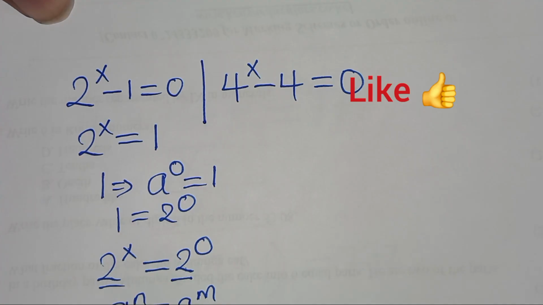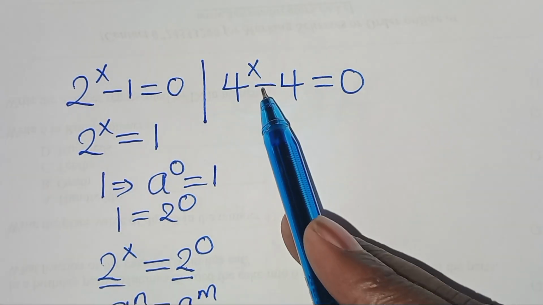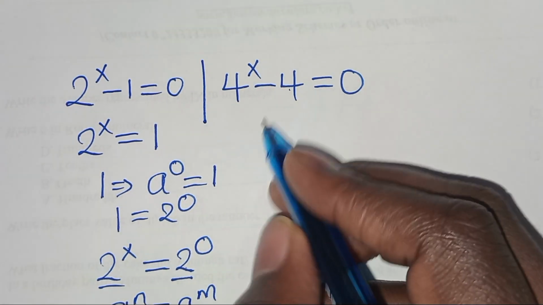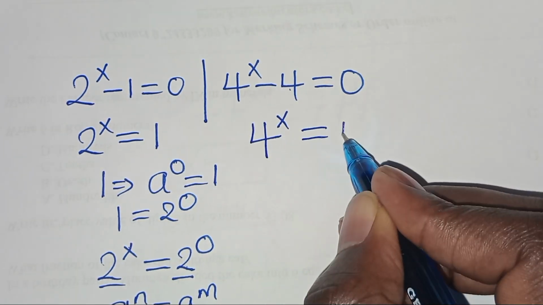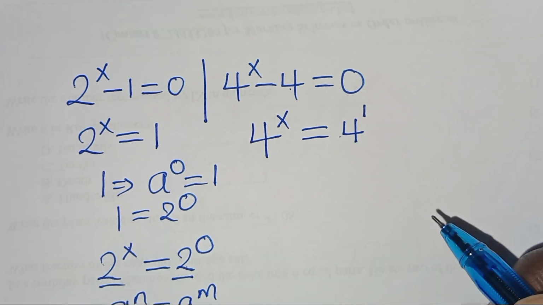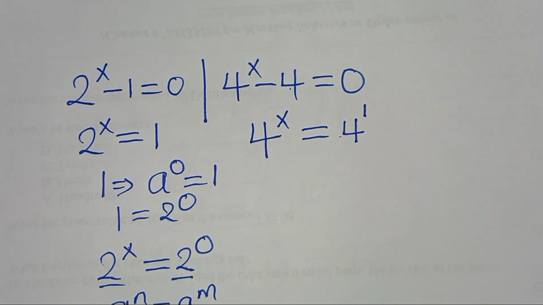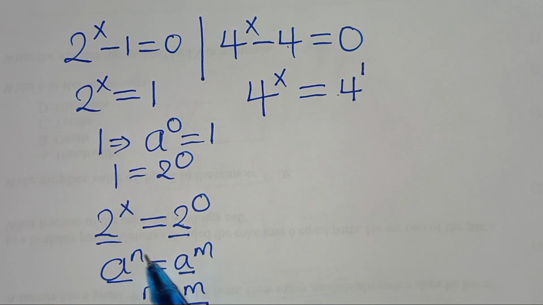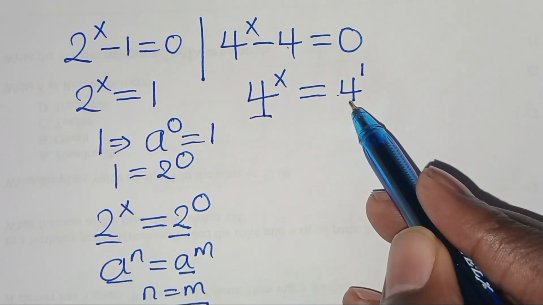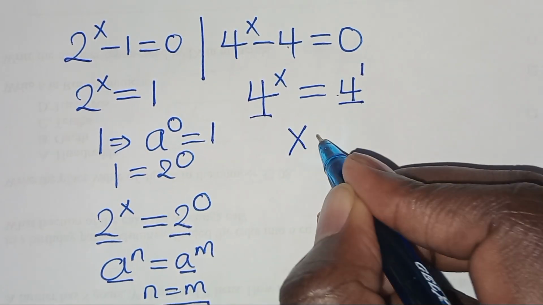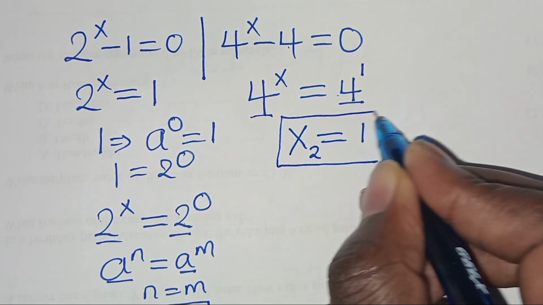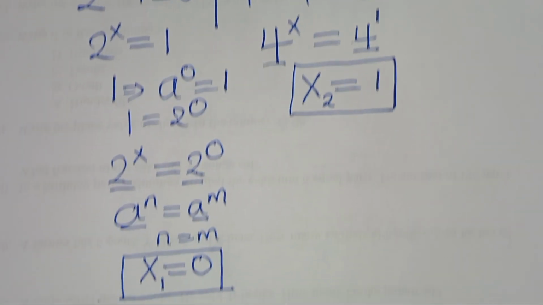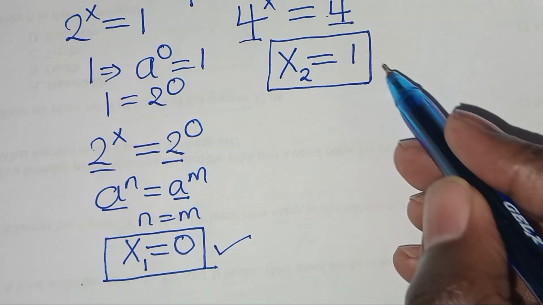So let's check the second part here. We have 4 to power x minus 4 equal to 0. So let's take minus 4 on the right hand side. We have 4 to power x equal to 4. Now this 4 is raised to power 1. Now applying this exponent property, since the bases are common here, this implies that x is equal to 1. So this is x2. We have two values of x here, x1 and x2.